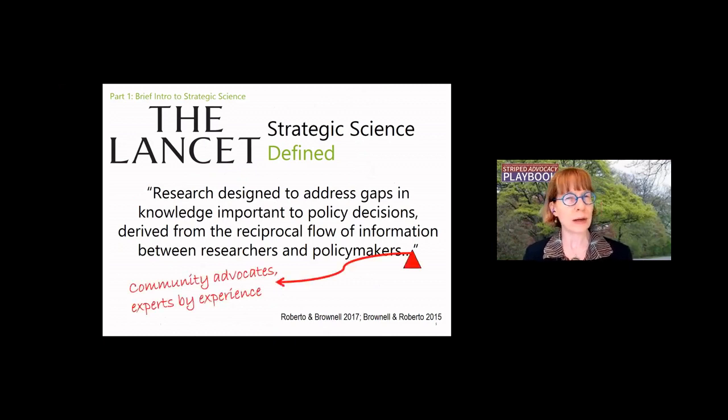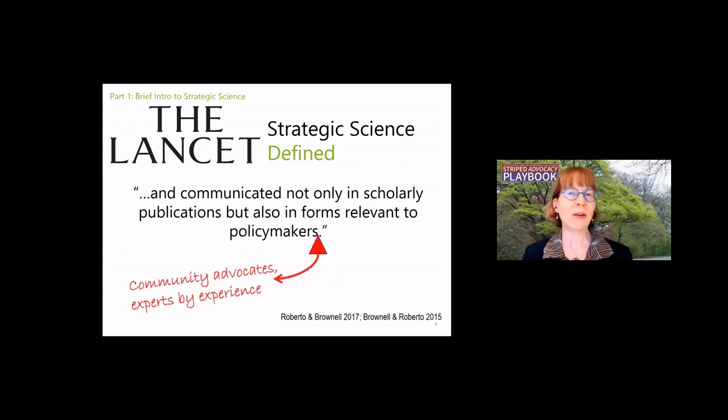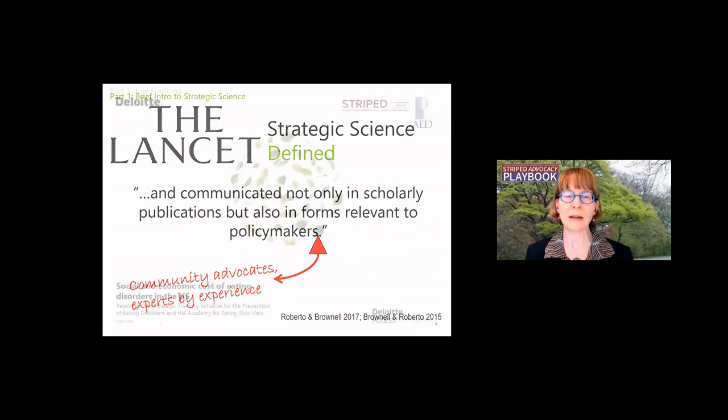And I would just make one amendment to that, to include in that community advocates and experts by experience. And they go on to say that strategic science is communicated not only in scholarly publications, but also in forms relevant to policymakers. And again, a minor amendment to include community advocates and experts by experience. Absolutely critical to be involved in this work of strategic science. And you're going to see some examples of that in a little bit.